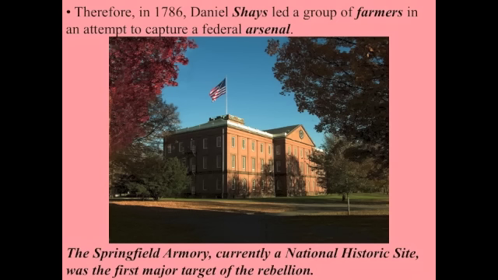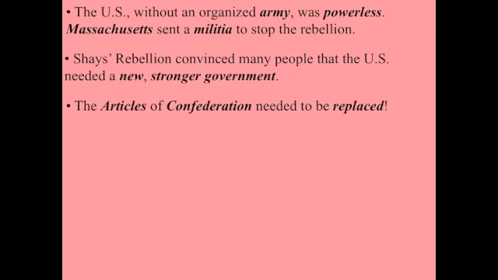Daniel Shay decides that this is unfair. They're not getting as much money in income, but they still have to pay an increased rate of taxes. So he leads a group of farmers to try to capture a federal arsenal. Remember, an arsenal is just a place that houses weapons. As this is going on, people were like, send in the army. But we didn't have an army. Remember, there was no Continental Army after the Revolutionary War. So Massachusetts sent in a militia to stop the rebellion, and it did.